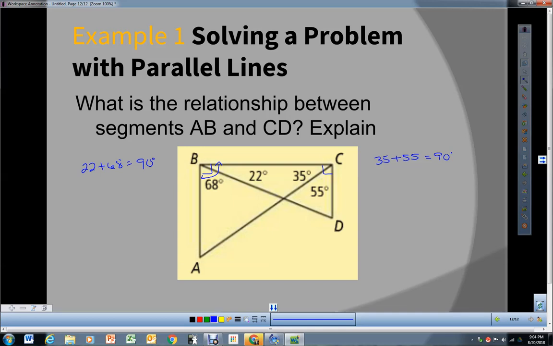So to write this out in full and justify it, we'd say AB is perpendicular to BC, and we would say that CD is perpendicular to BC. So AB is parallel to CD because they are both perpendicular to the same line.